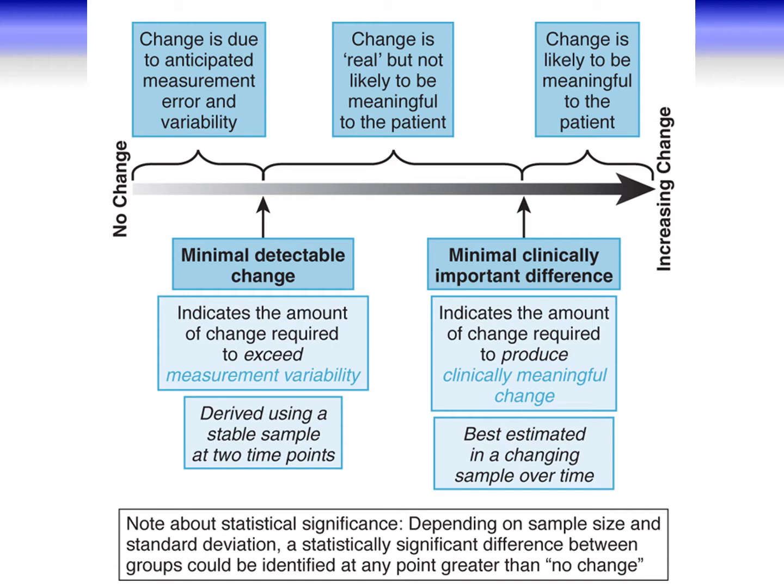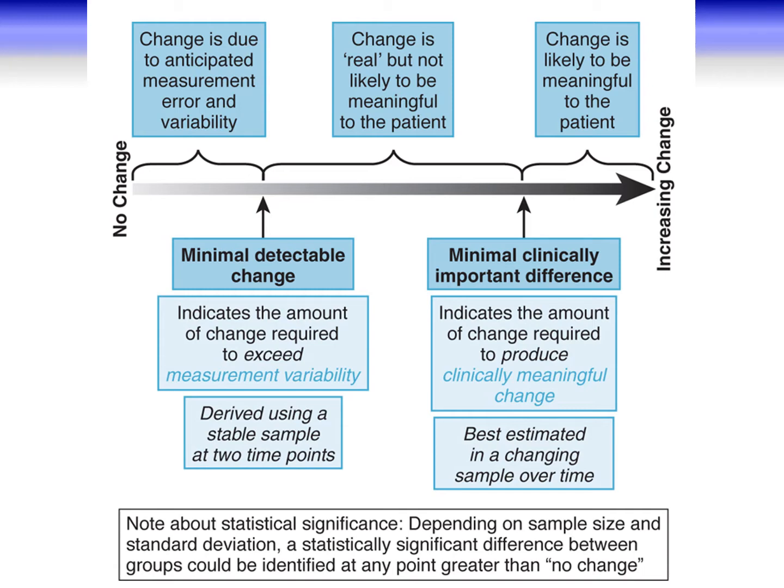And so how do we determine if a measure is clinically important? Well, we would start by determining what the minimal detectable change is in a measure. And this really indicates the amount of change required to exceed measurement variability. We derive this particular measure almost by looking at test-retest reliability. We're taking a stable sample and looking at two different points in time, and determining what amount of change is necessary to exceed that anticipated measurement error and variability.